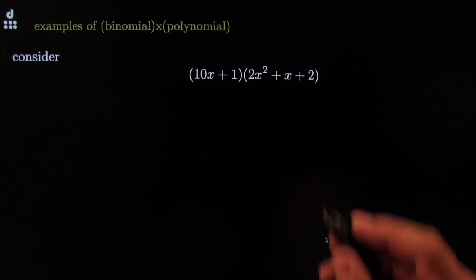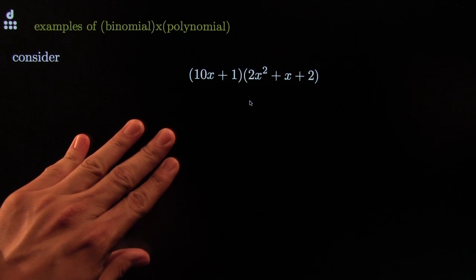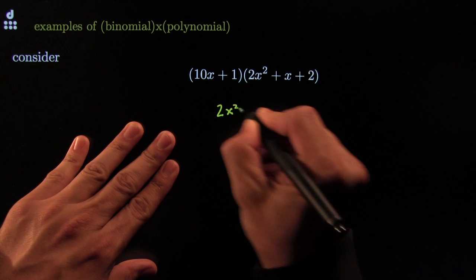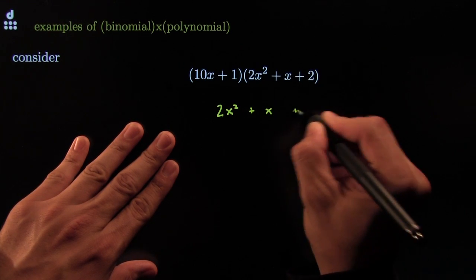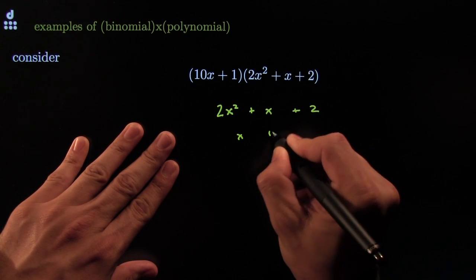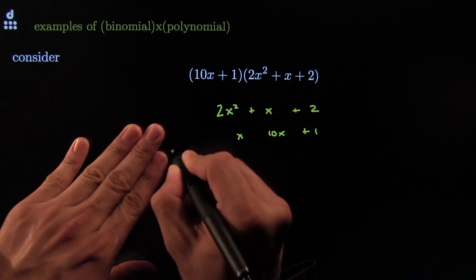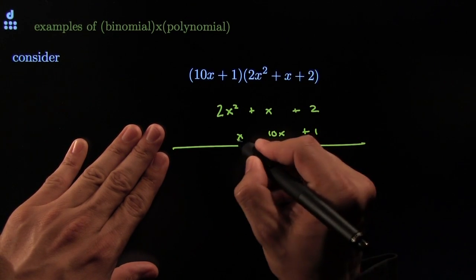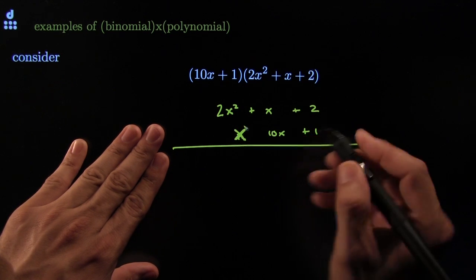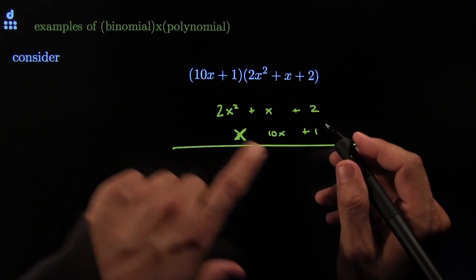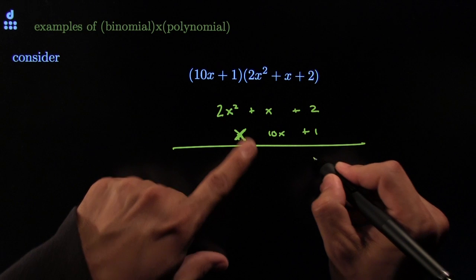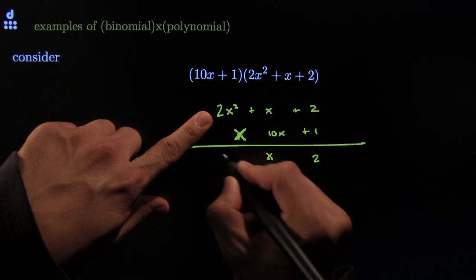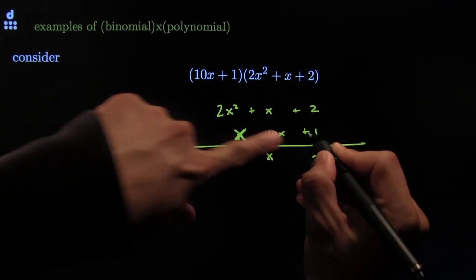Alright, let's try this one. I'm going to practice my kindergarten method skills. So I have 2x squared plus x plus 2, and that's times 10x plus 1. So I have 1 times 2. That's so bad that I'm using times as times and x. Alright, that's times. 1 times 2 is 2. 1 times x is x. 1 times 2x squared is 2x squared. I'm done with the 1.